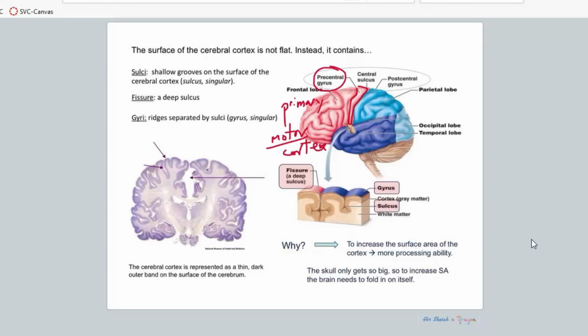And then posterior to the central sulcus is the postcentral gyrus. And this is where we find the primary sensory cortex. And that's where a lot of sensory information, specifically sensory information from the skin, is going to go to be processed. So we'll come back to those.